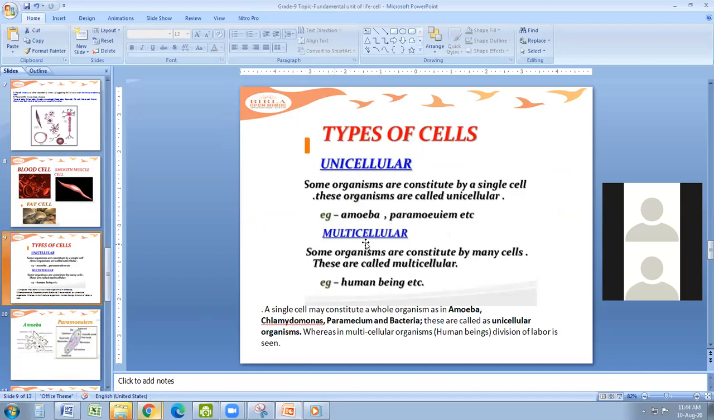And now coming to multicellular. Some organisms are constituted by many cells. They are made up of so many cells. They are called multicellular. Because of the complexity of the organism, they are classified into multicellular and unicellular. For example, yourself: your body is made up of so many cells and so many organs.